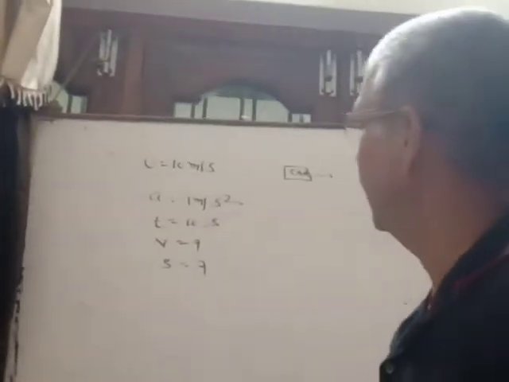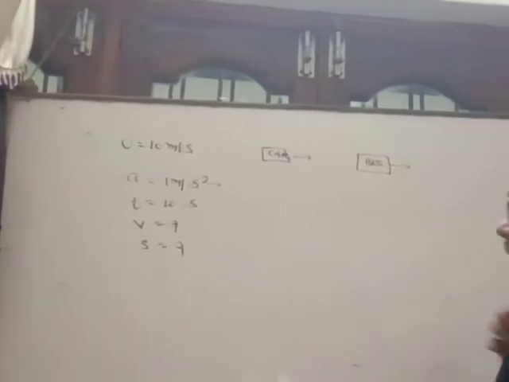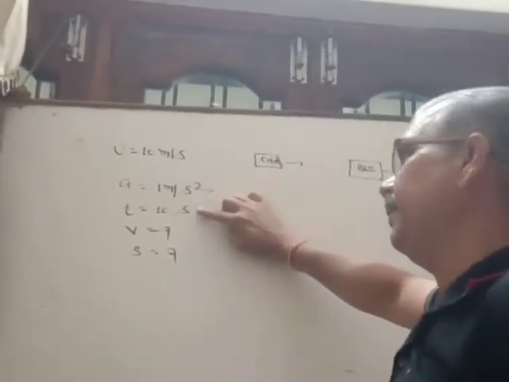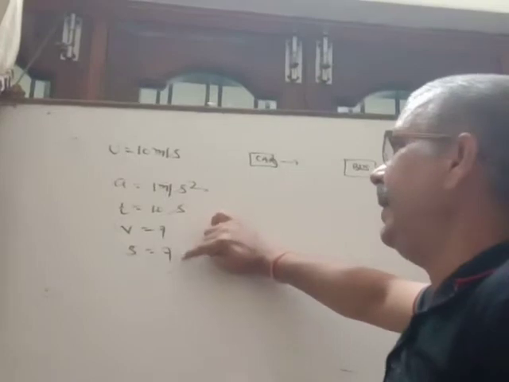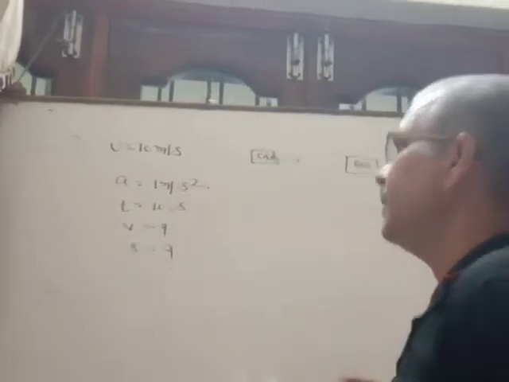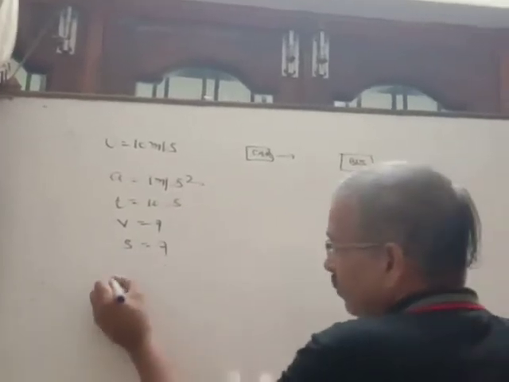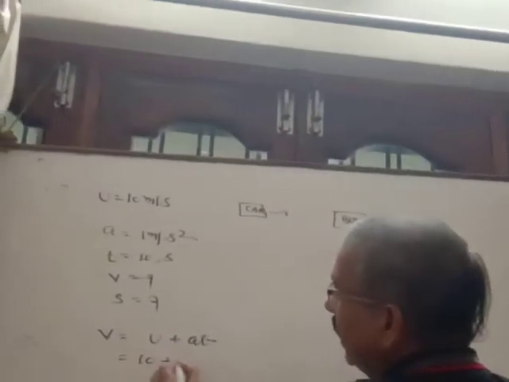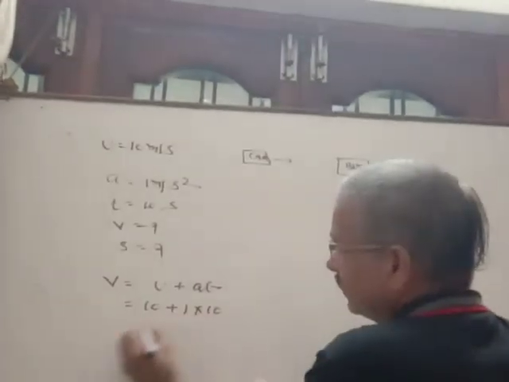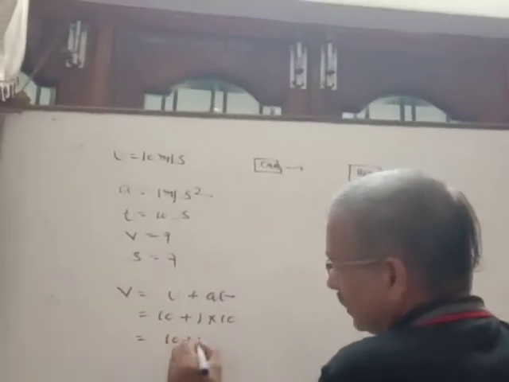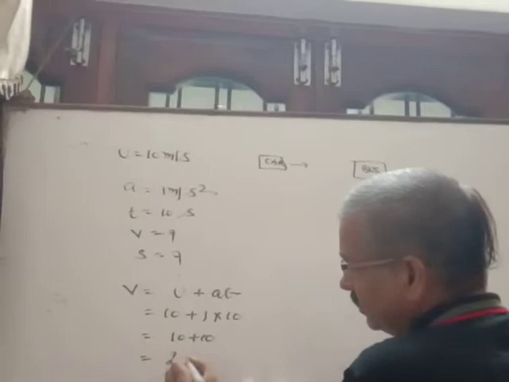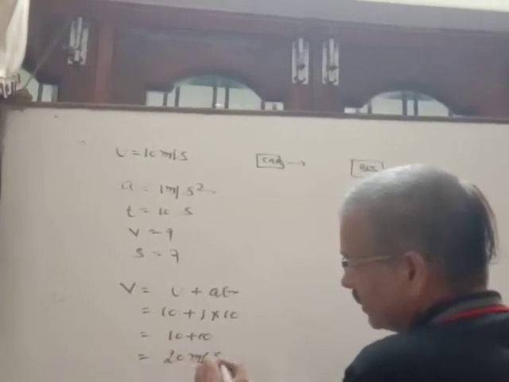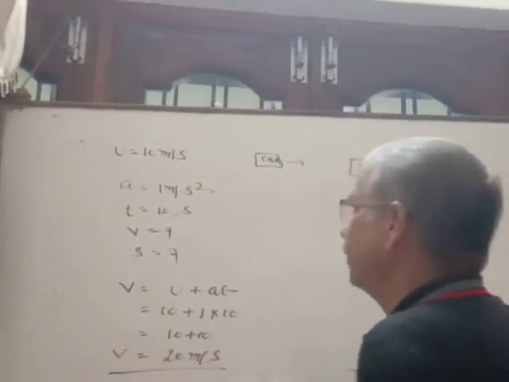Clear? Again, initial velocity of the car is given, acceleration of the car is given, time is given. We have to calculate velocity and distance traveled after 10 seconds. Again, use first equation of motion. So v is equal to u plus at. u 10, acceleration 1, time 10. So it is 10 plus 10. Velocity becomes 20 meter per second. This is the velocity of the car after 10 seconds.